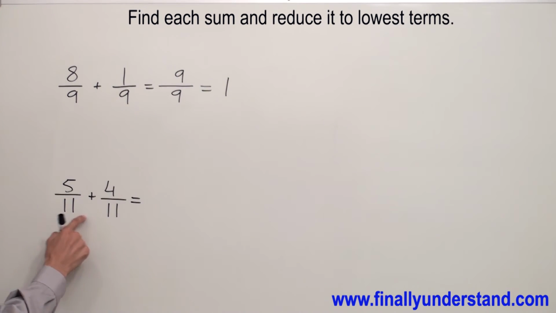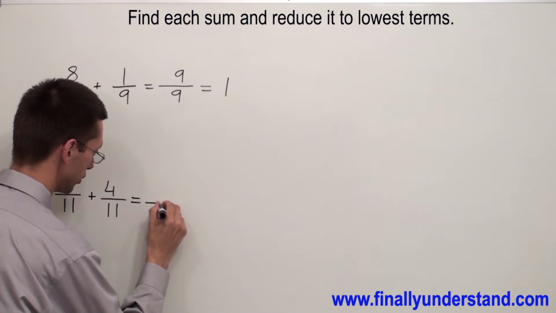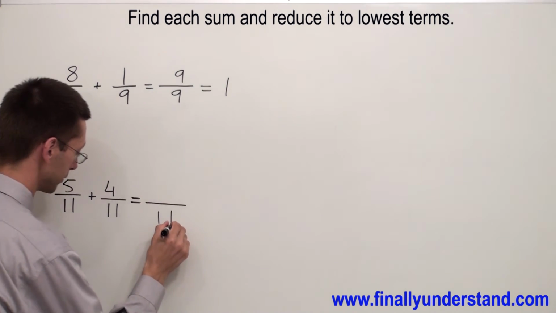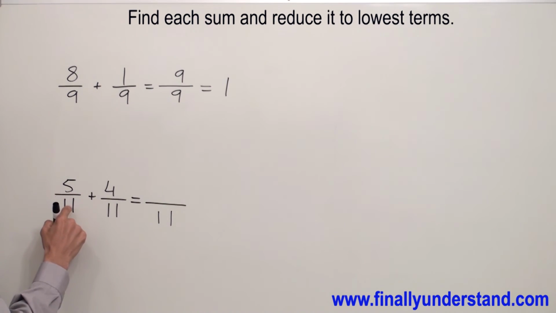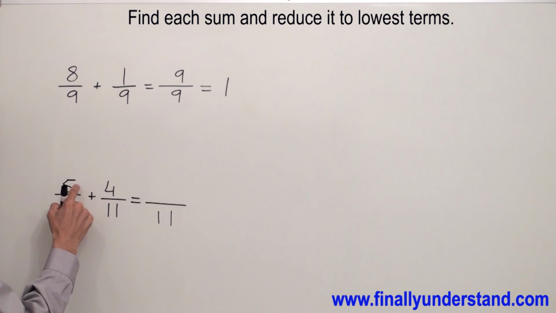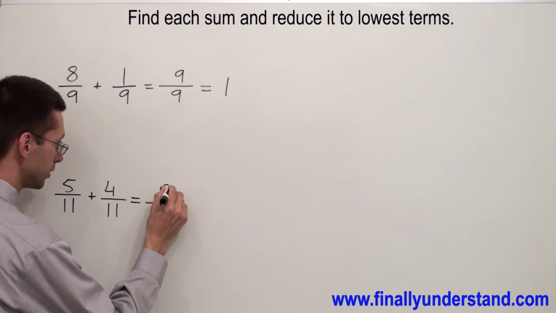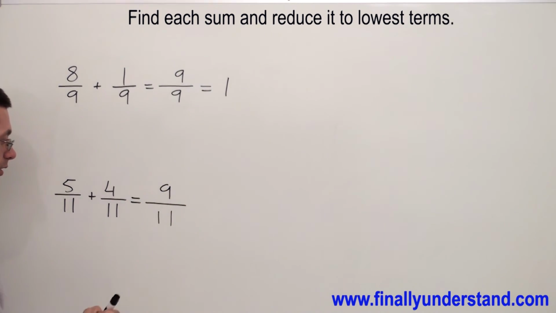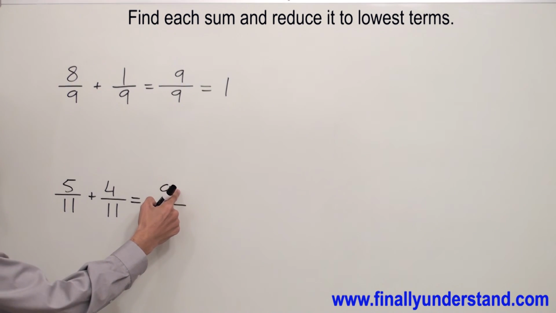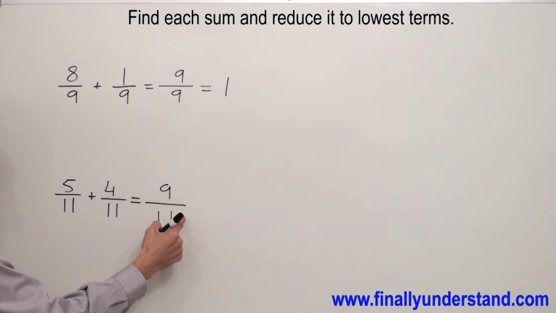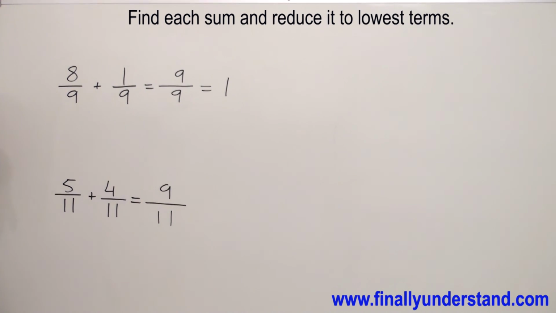Let's take a look at the next one. I have a common denominator. Remember, the denominator always has to be copied down. If I have a common denominator, I can add the numerators. 5 plus 4 is 9. I cannot reduce anything because there is no common factor for 9 and 11. That's why this is my solution.